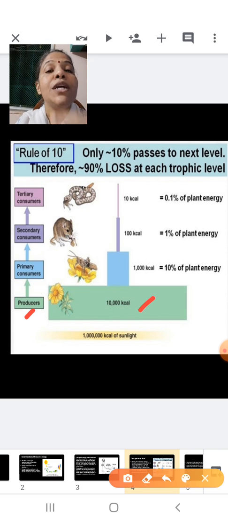So by the time the grasshopper comes and eats the plant, how many kilocalories is the grasshopper going to get? This is our grasshopper. The grasshopper is only getting 1,000 kilocalories out of it. That is, 10% of the plant's energy is only given to the grasshopper. 90% is lost, as I told you, in the form of respiration, growth, maintenance, and lost as heat also, because it is getting transformed from one form to another form. So 10% of energy is only passed to the next trophic level.